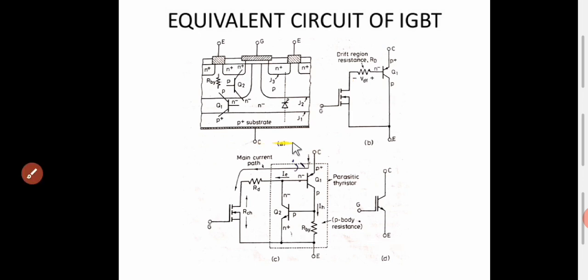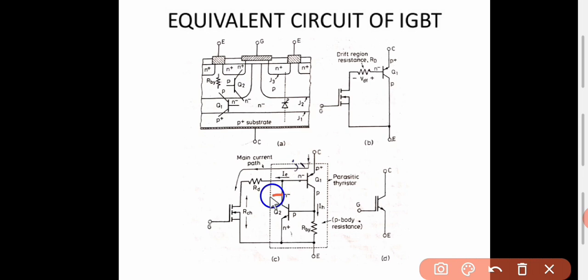So from this, if we solve this structure, we get one transistor Q2 and one transistor Q1. So it is N plus, P and N. It is a transistor. So this is here, and this Q1 transistor is here.